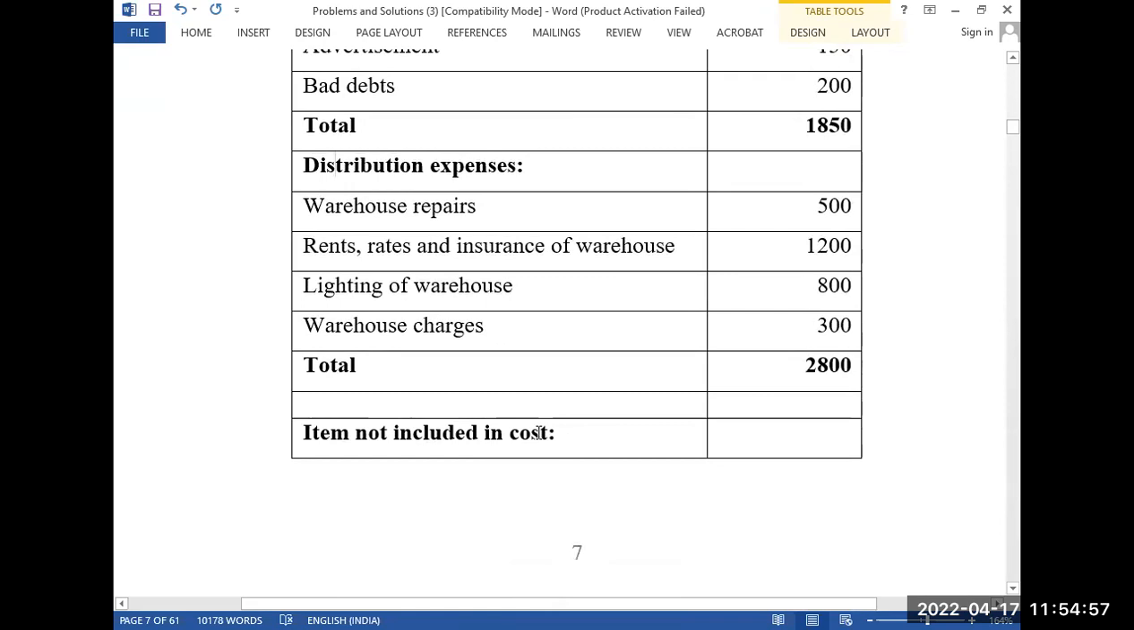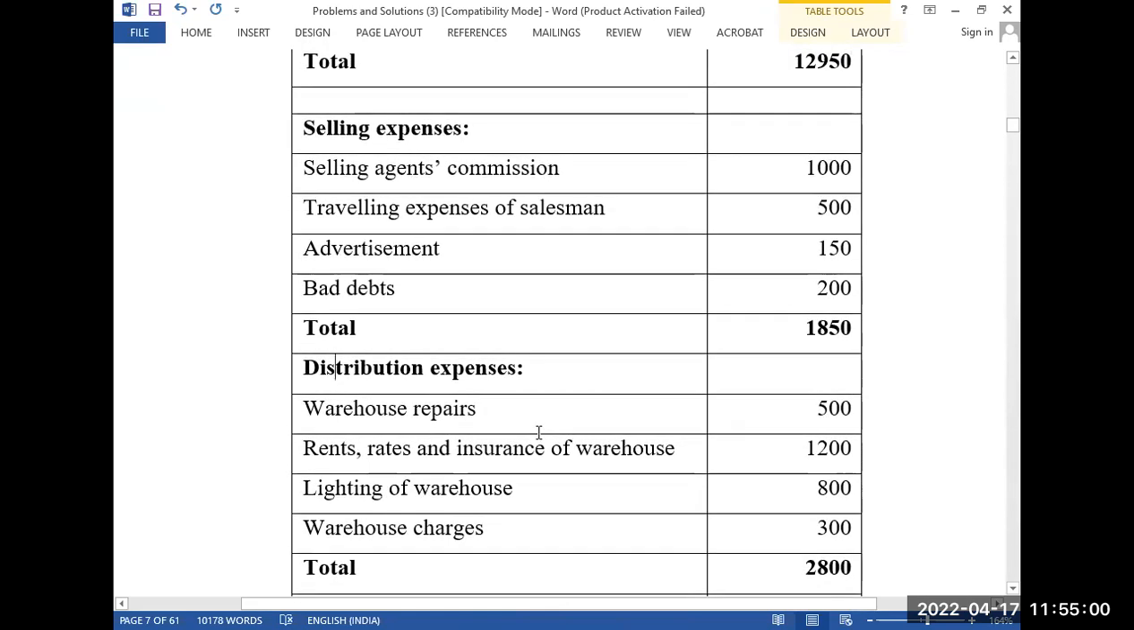Okay. Next item. Sir, why do we consider bad debts under selling expenses? What is bad debt? The amount which cannot be recovered. What do you mean by amount which cannot be recovered? Madam, what is meant by amount cannot be recovered? Which is given to some other person. Suppose I have given 10,000 rupees to you. You are absconding. I am not able to recover from you. Will it be called bad debt? Yes. No.